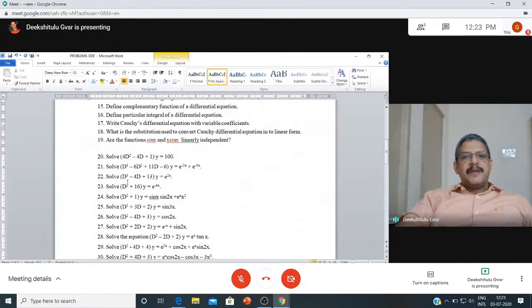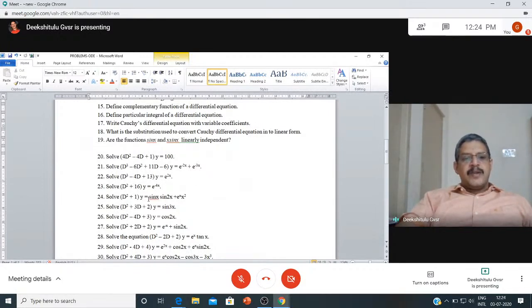So similarly, D cube minus 4D plus 3 y is equal to e power 2x. Substitute 2 here for the particular integral, e power minus 4x. Same thing: complementary function plus particular integral. When finding the particular integral, a is minus 4. So if you substitute here, D square is 16 plus 16, that is no problem.